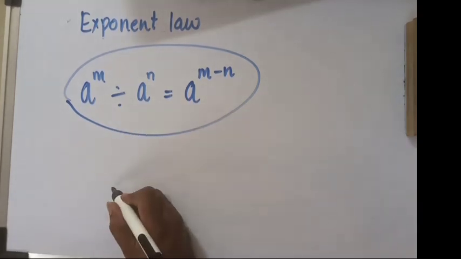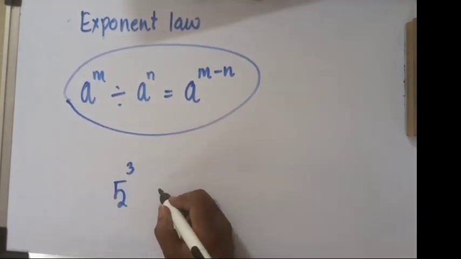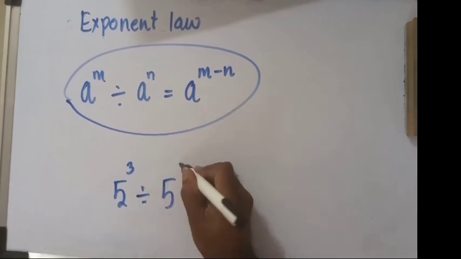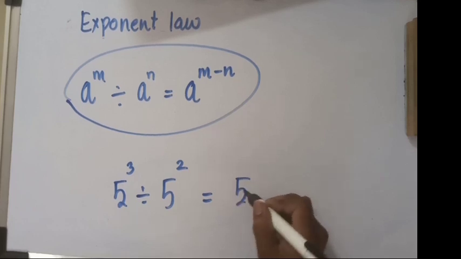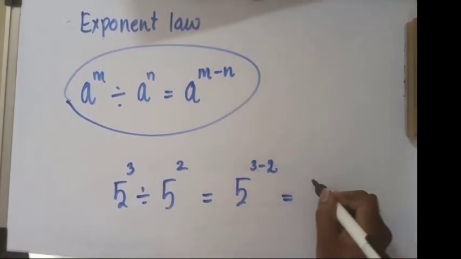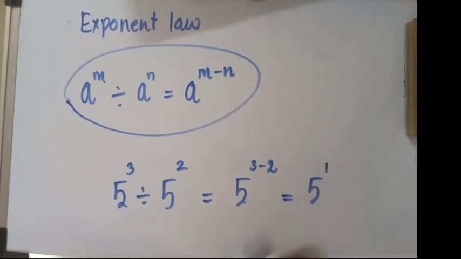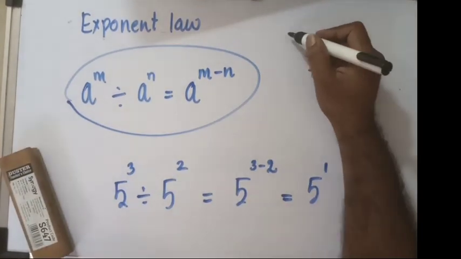Now let's solve one of the sums like this. Say if it is 5 raised to 3 divided by 5 raised to 2. So according to this law, 5 raised to 3 divided by 5 raised to 2 will give me 5 raised to 3 minus 2, which is equal to 5 raised to 1.